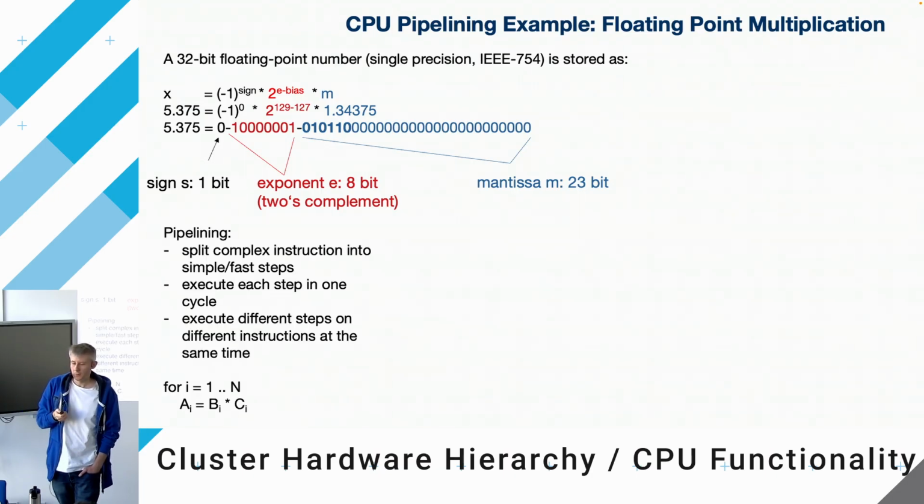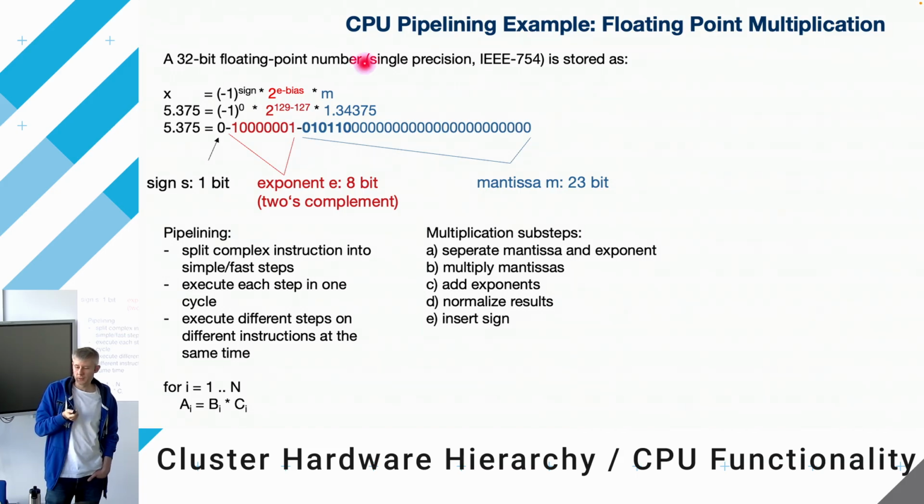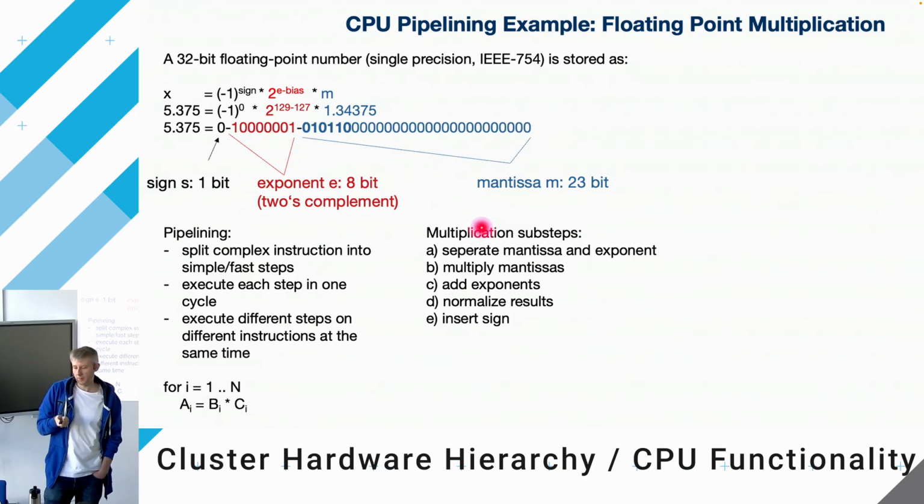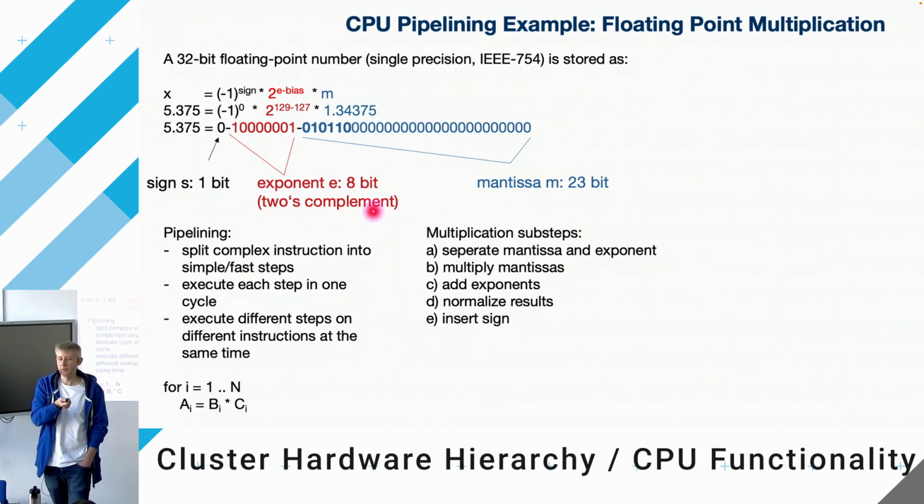And if we want to pipeline and split up the multiplication of floating point numbers, then we can create multiple sub-steps of this. For example, separate the mantissa and exponent from the number, multiply the mantissas, add the exponents, normalize the results, and insert the sign, and then create the number again in the specified format according to the specification.